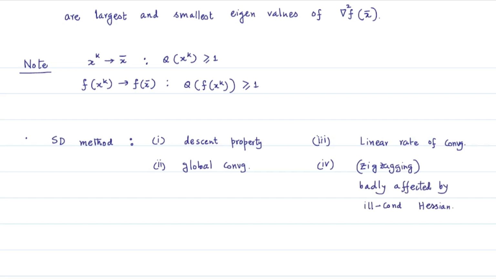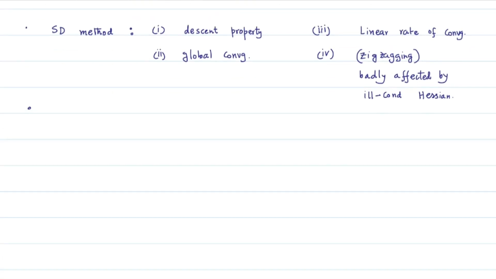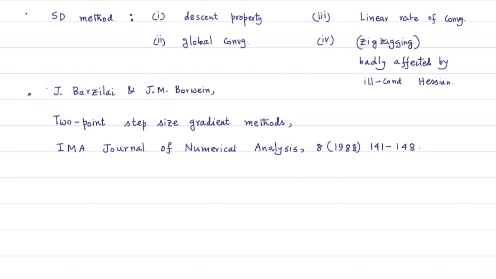To alleviate the drawbacks of the steepest descent method, in the year 1988, Barzilai and Borwein presented a two-point step-size gradient method based on a two-point approximation to the second equation underlying the quasi-Newton methods. This Barzilai-Borwein modification of the steepest descent method is found in their paper, where the steepest descent method is modified in the following manner.